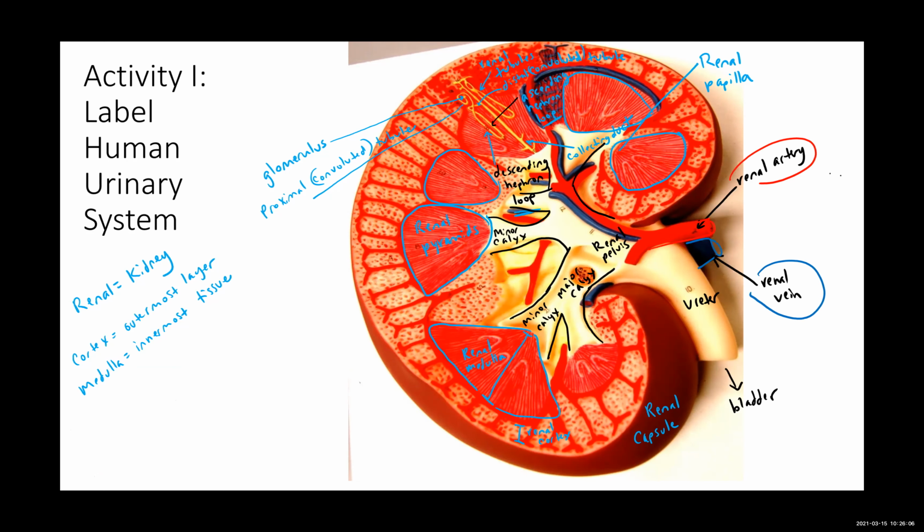Okay, so for the human excretory system, you should be able to trace the flow of urine from beginning all the way out of the body, and then you should be able to label these structures of both the urinary system as a whole and the kidney in particular.